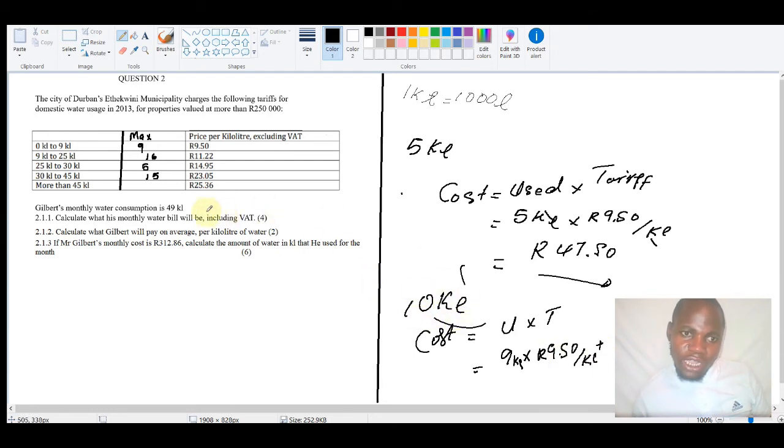10. You subtract the amount that you've already covered. 10 minus 9, you remain with 1. So the remaining 1 kiloliter will be charged according to the next tariff. What is the next tariff? 11 rand 22 per kiloliter. That is it. Then you press your calculator. So you see that's how it works.